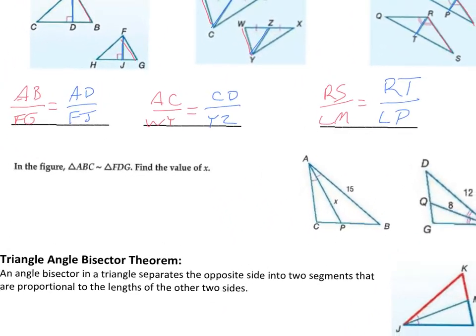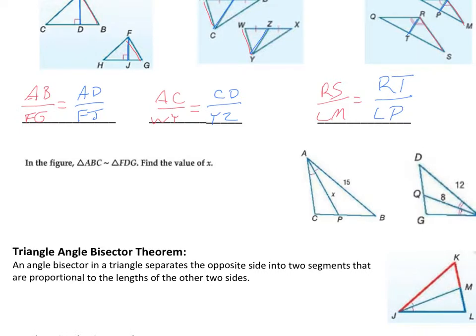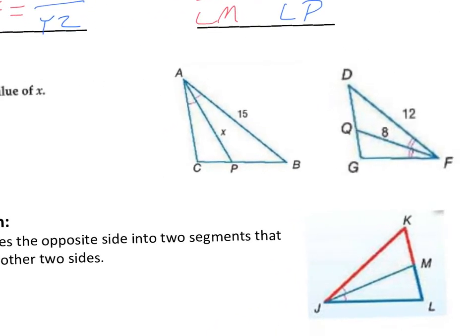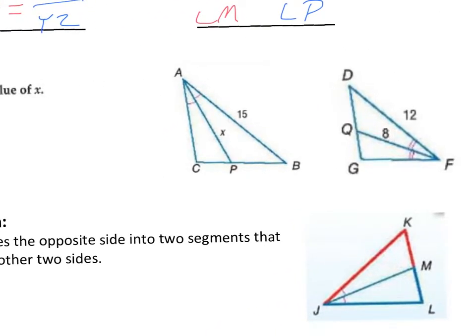So here we have two triangles, and we have angle bisectors. Let's do this. We're going to solve for x. So this angle bisector is going to be proportional to this angle bisector. So I'm going to have x over 8, and that ratio is going to be equal to this side of the triangle over this side of the similar triangle, which is 12.